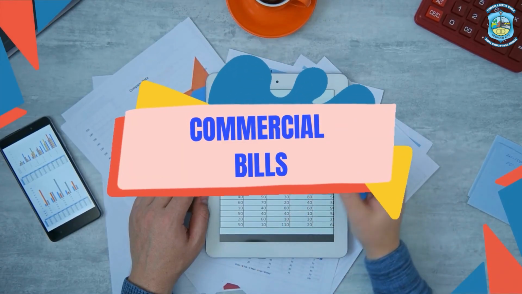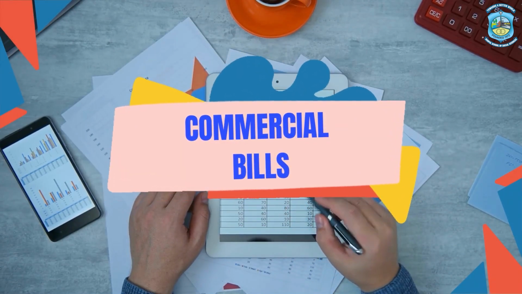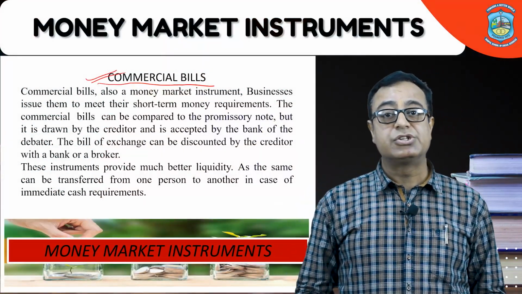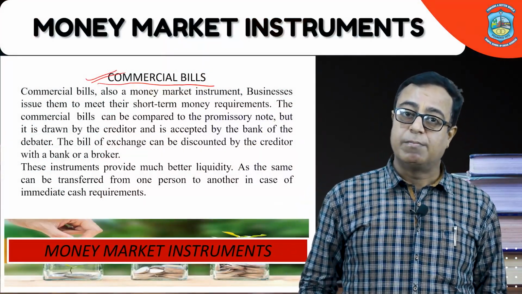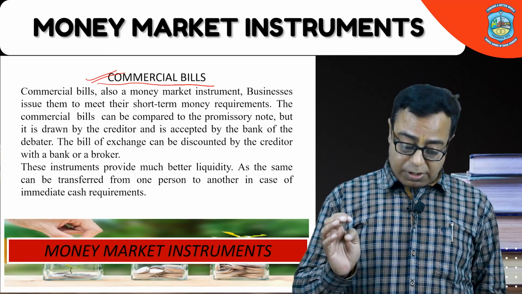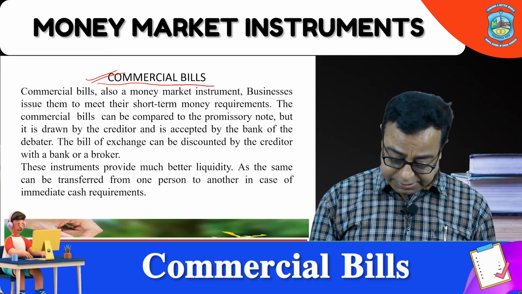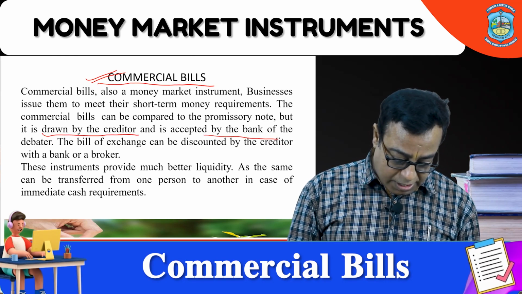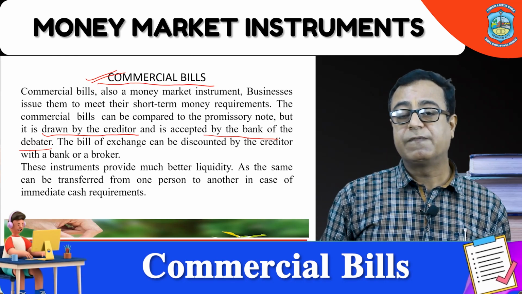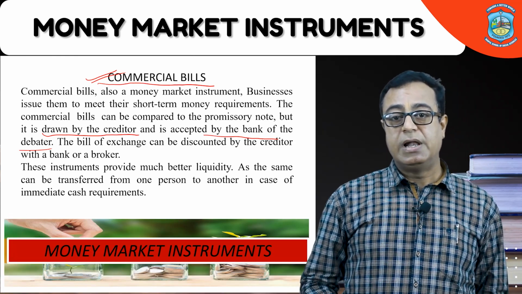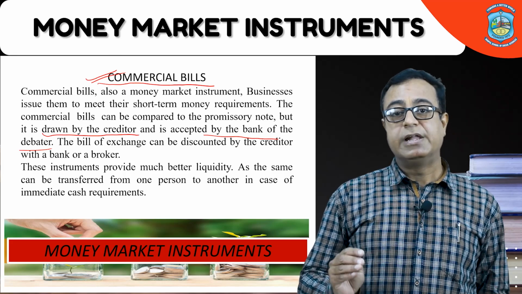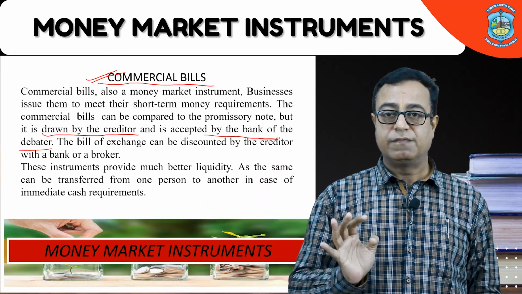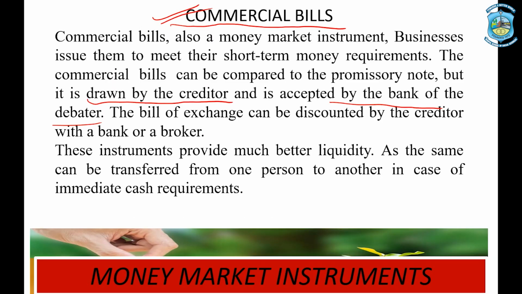Next, we have commercial bills. Commercial bills, another name is bills of exchange. It is another mode of collection of short term funds in money market. It is a particular type of promissory note. It is drawn by the creditor and accepted by the bank of the debtor. This bill of exchange or commercial bill is generally used for the finance of 1 month to 6 months. So, the maximum period of these bills is generally 6 months.